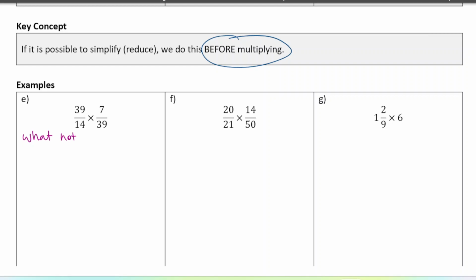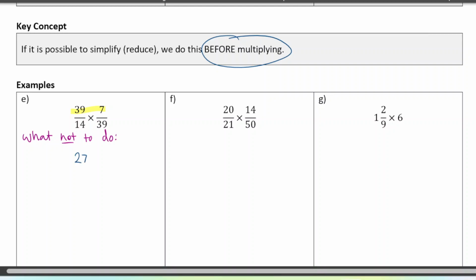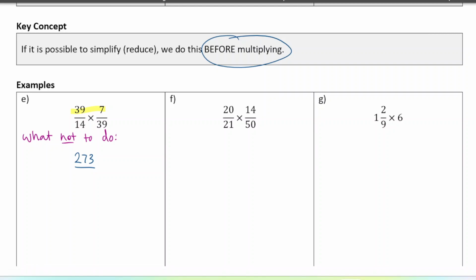What not to do. Okay, what you don't want to do is just simply use the rule blindly without thinking. So we multiply across 39 times 7. Ooh, what even is that? That is 273. And multiply 14 times 39. That is 546. But this fraction needs to be reduced, and the numbers are so big it's hard to think of what to reduce them by.